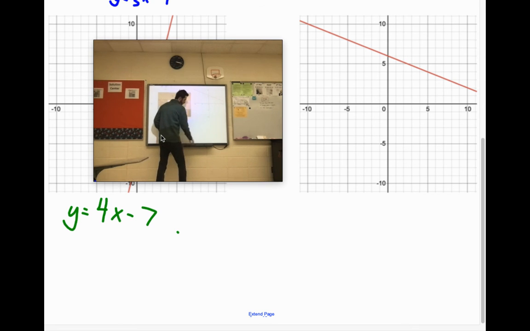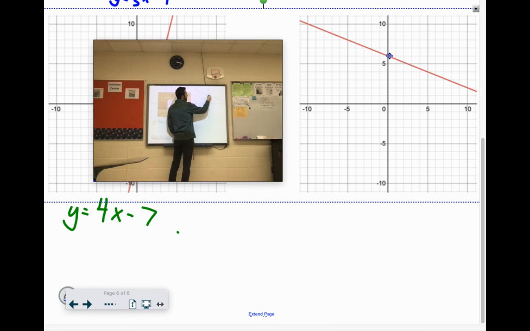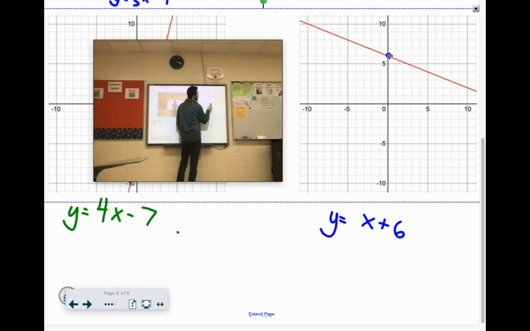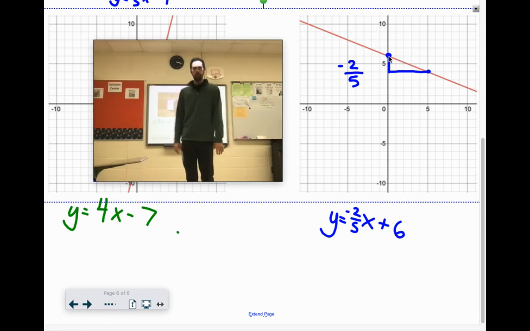Last one. This one crosses at +6. So y equals something x plus 6. And then for the slope, it crosses again there, that's down 2, -2 over 1, 2, 3, 4, 5. -2/5. There we go, that's our slope-intercept form.